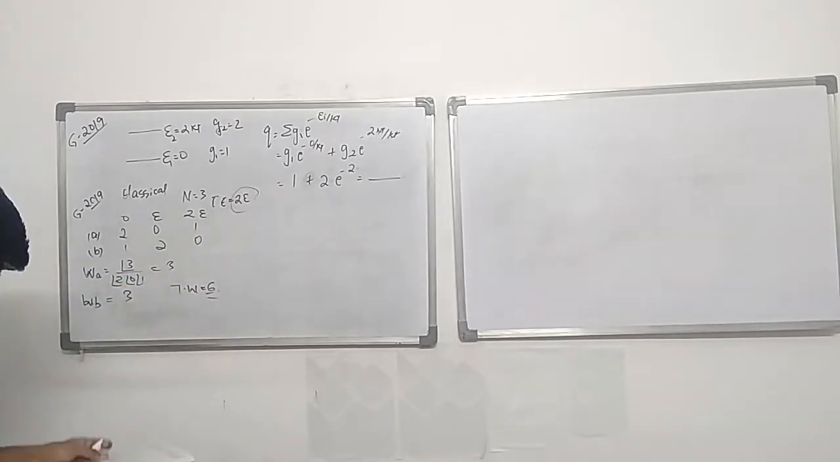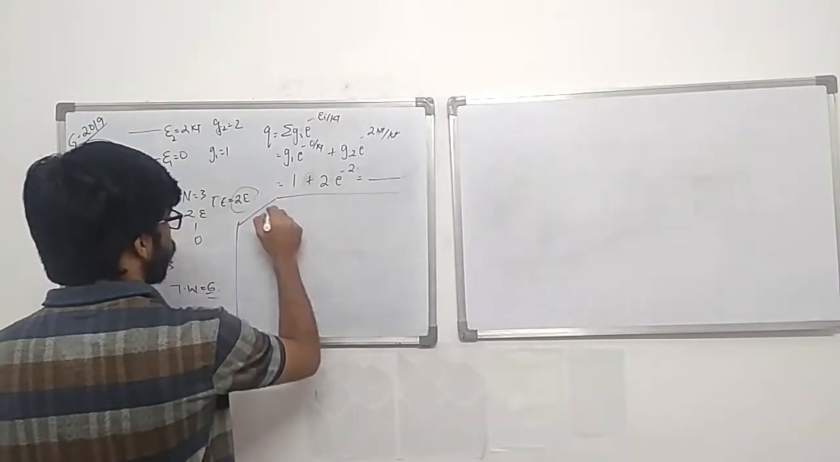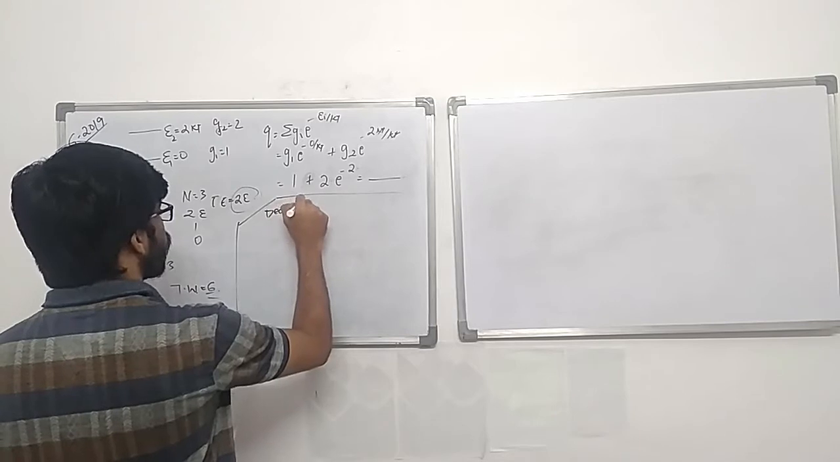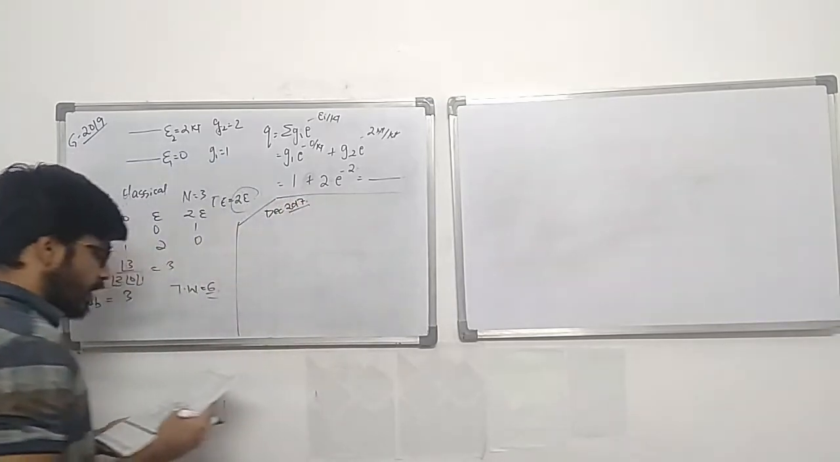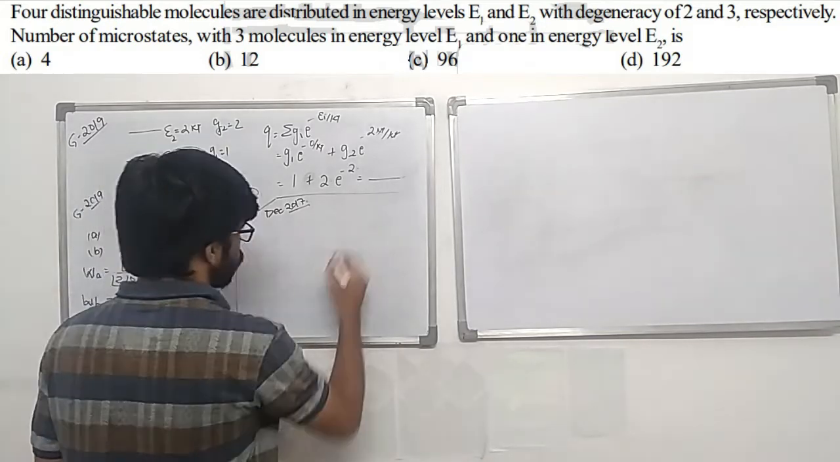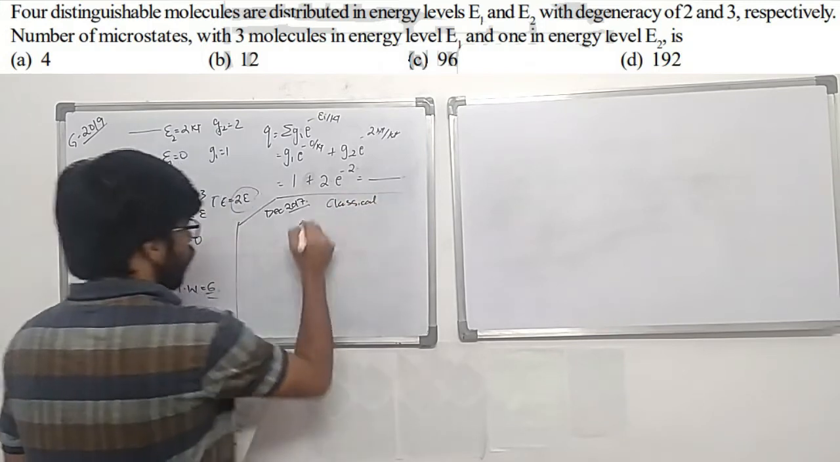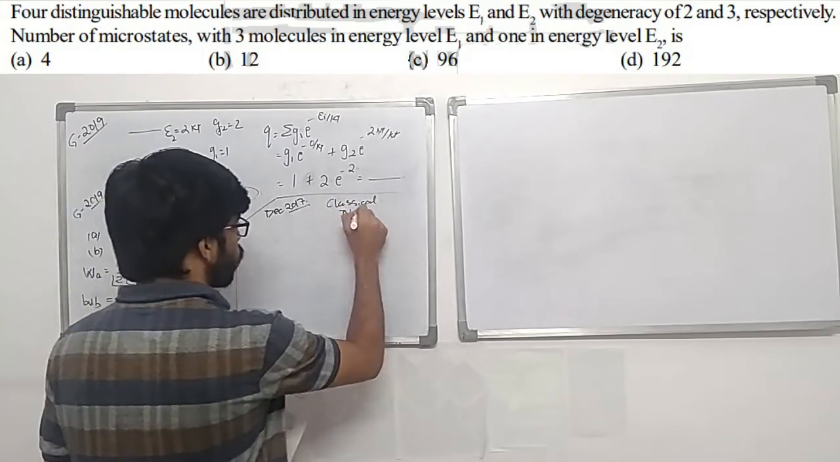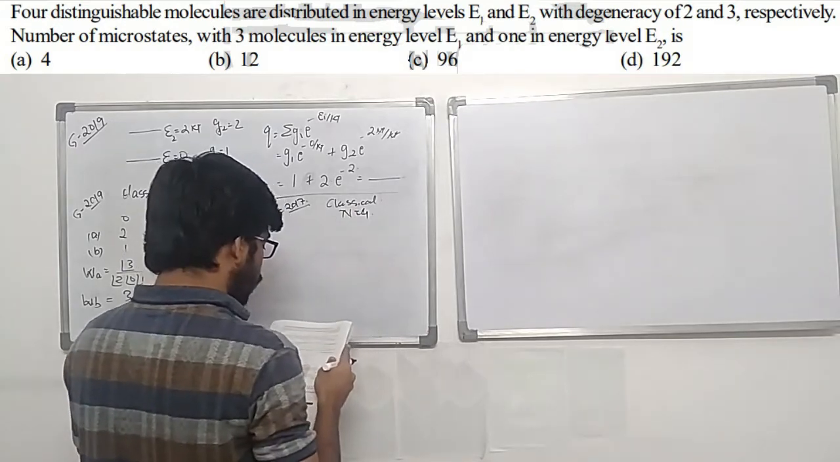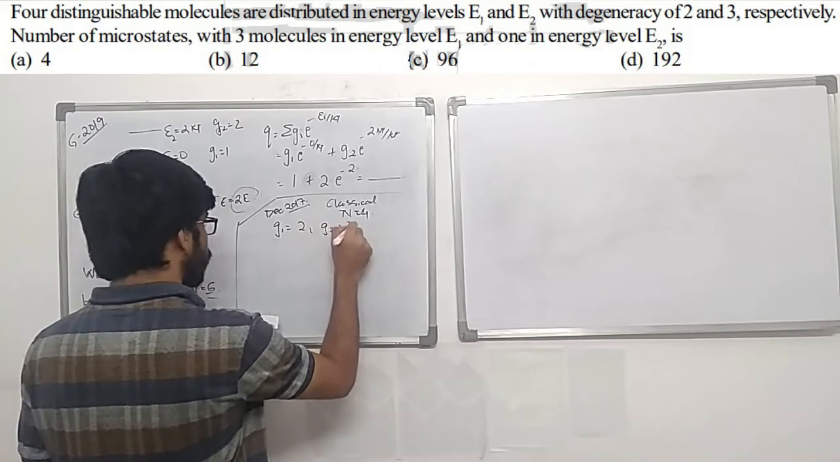Okay. So the next question we have is from NET December 2017. The question says 4 distinguishable molecules are distributed in energy levels E1 and E2. So that means you are given classical particles. The number of particles is 4. The energy levels are E1 and E2 with degeneracy g1 is 2 and g2 is 3.